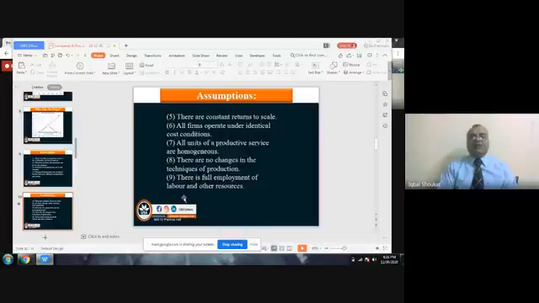The last one is that there is full employment of labor and other resources. Full employment: whatever has been produced in the market is going to be sold out. Nothing remains unsold, nobody remains unsatisfied. Whoever comes to the market for a job gets the job according to his potential and capabilities, and so on. That means full employment.